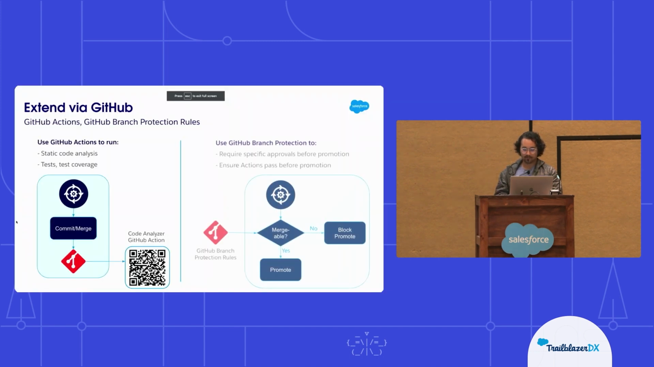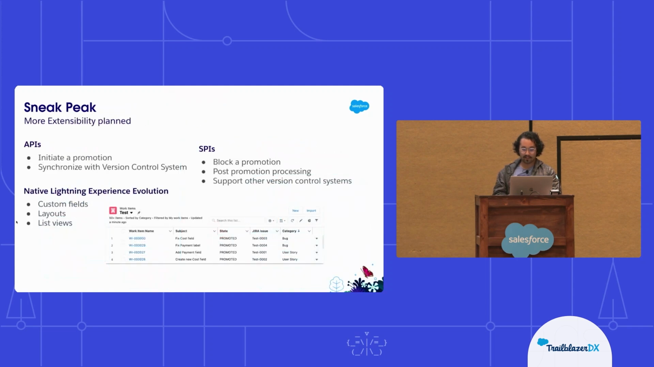All right, so we went through that. As great as all of this is, there is some more work for us to do in the extensibility world. We got some really cool APIs coming up to initiate promotions or to synchronize DevOps Center on demand with whatever VCS system is connected. In this case, it's going to be GitHub. We also have SPIs, which stands for Service Provider Interface, which will empower you guys to write Apex code within DevOps Center. And that's going to be really, really exciting. So we're looking forward to that coming up.